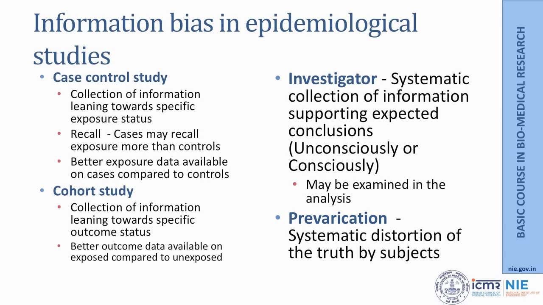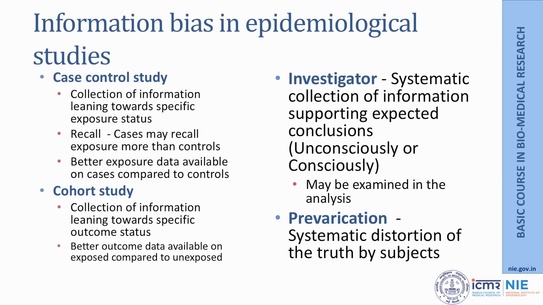In cohort studies, information bias can happen if we collect information leaning towards a specific outcome status. If we follow the exposed population much more rigorously compared to the unexposed population, that is something that can lead to information bias in cohort studies. It may also be possible that better outcome data is available among the exposed compared to the unexposed, which can again produce information bias in the study.